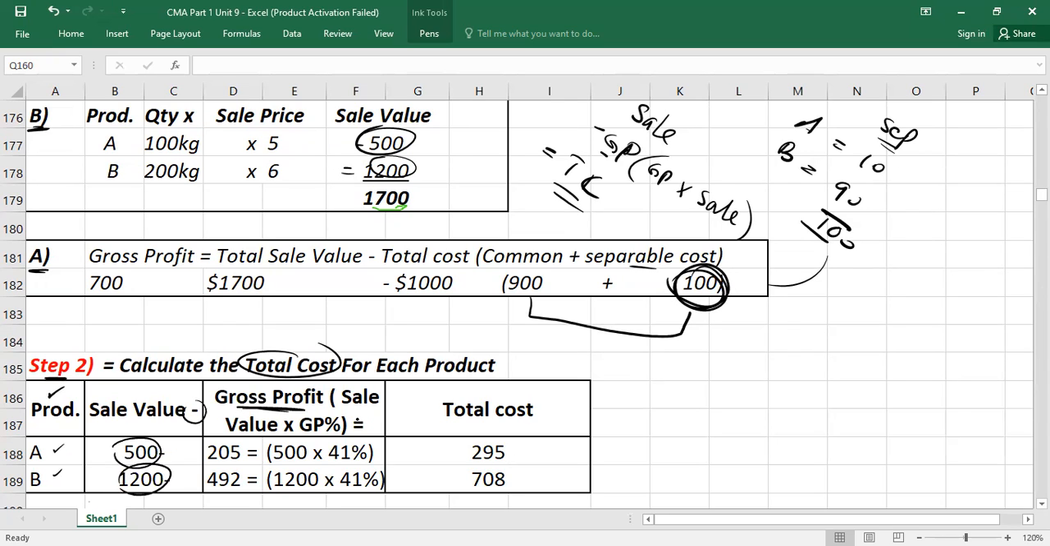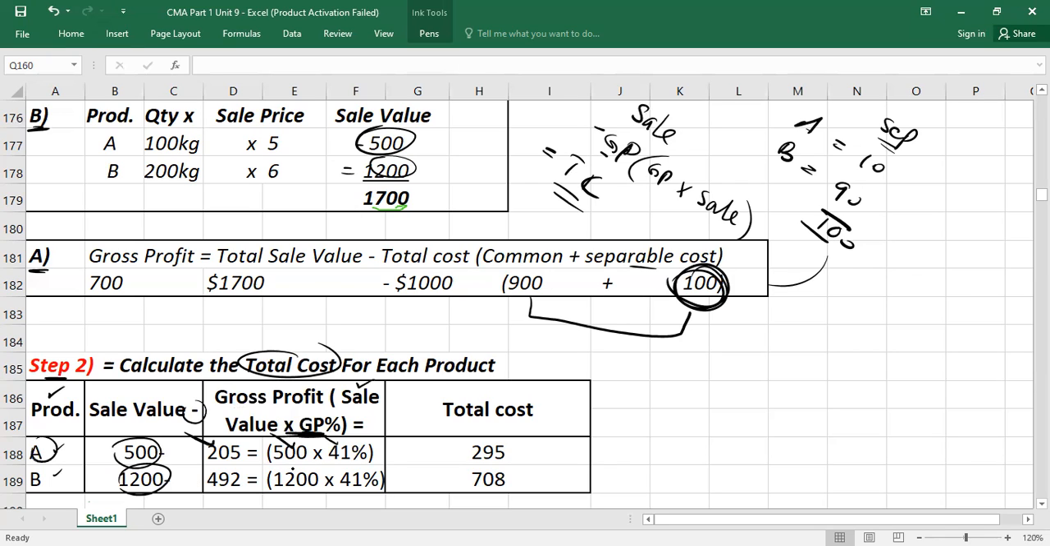And gross profit, because it is in percentage, you need the amount now. And those percentages you will always apply with the sale. So how I will get GP? I will always take the sale value of the product and multiply by GP percentage. For example, for product A, what is sale value? 500 and GP percentage is 41%, rounded value I'm taking. So it will give you 205 as amount of GP.